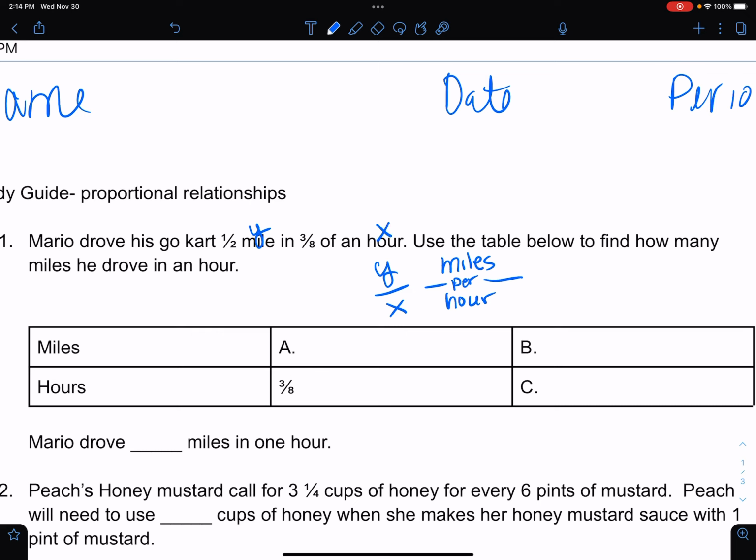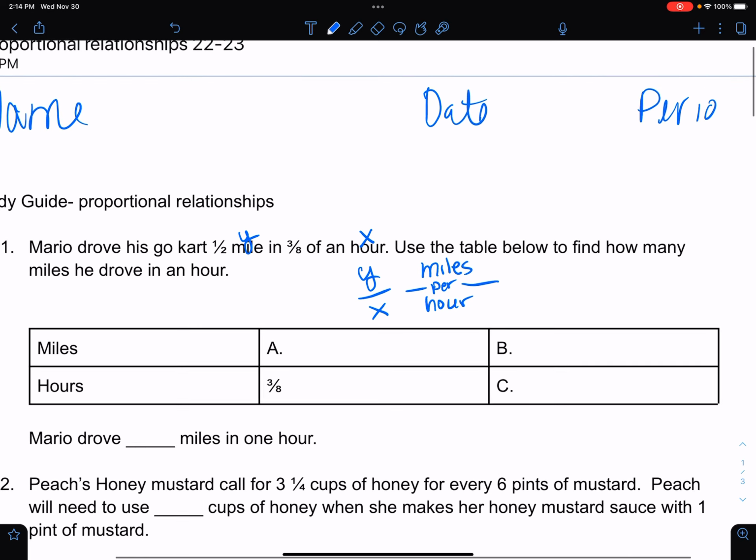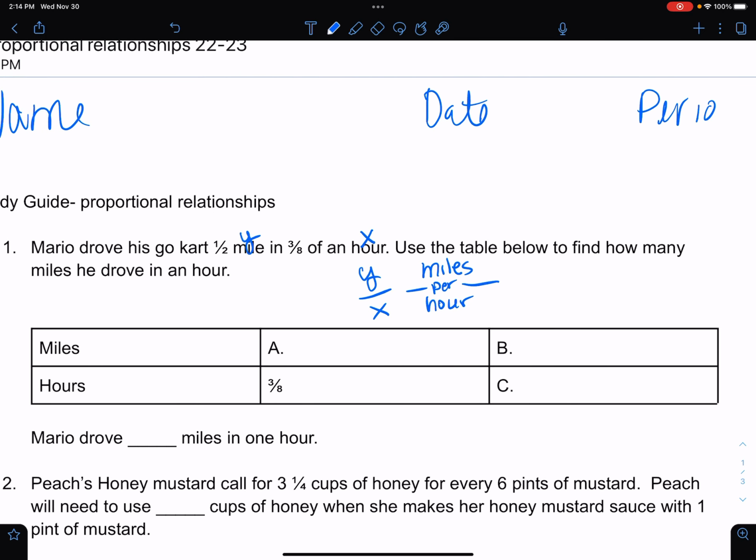Do I have to do all that nonsense? No. Can it help you? Probably. So we are going to use that form to figure out how many miles he drove in an hour. Now, I don't know what the A, B, and C is, but the way that it looks to me is that in A, I need to put this, because it already tells me it's 1/2 of a mile per 3/8. That just comes straight from the story. So I'm going to fill that in. That one was easy.